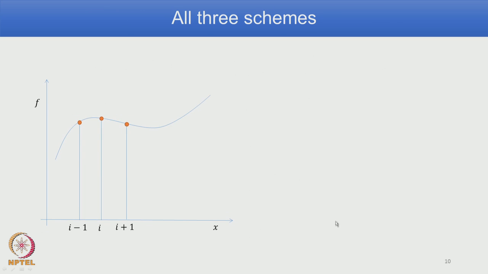So, if you put all the 3 terms together in graphical form to get an idea of how these are evaluated. What is shown here is the function on the y axis, that is f, and on the x axis you have x marked. I is a point of interest, I plus 1 and I minus 1 are immediate neighbors on the right side and left side, and you see a curve here, that is actually the function, and you are evaluating the slope of the function.